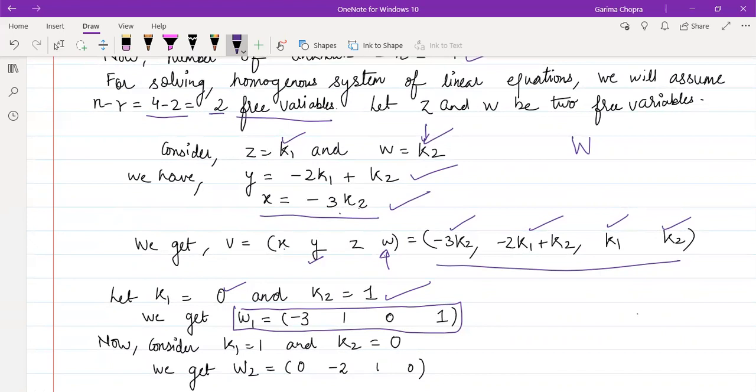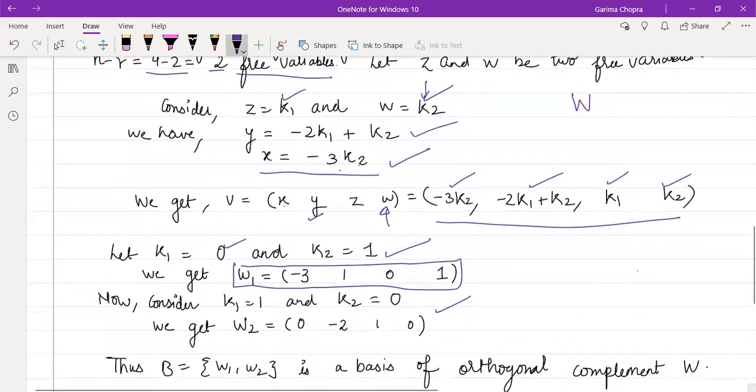Now, we are considering K1 as 1 and K2 as 0. We can consider another set of values also, but consider such a set of values which gives a new vector independent of the vector obtained earlier, because we have to construct a set of n minus r independent vectors which can act as a basis for the orthogonal complement of the subspace W here. So we have this W2 with this set of values.